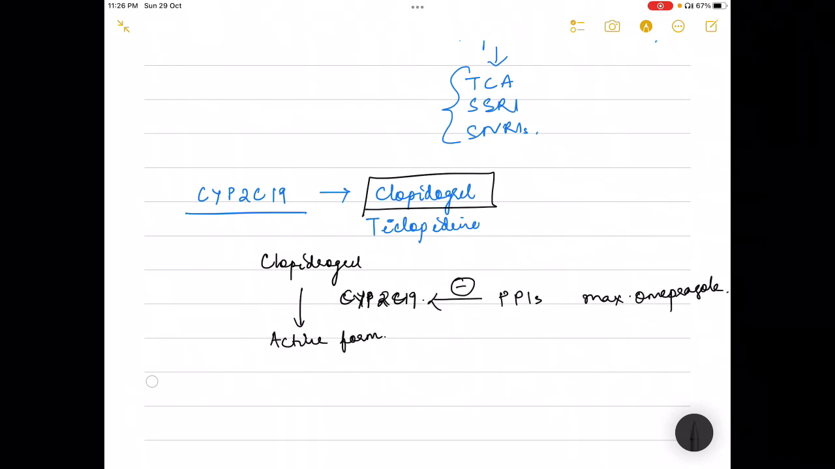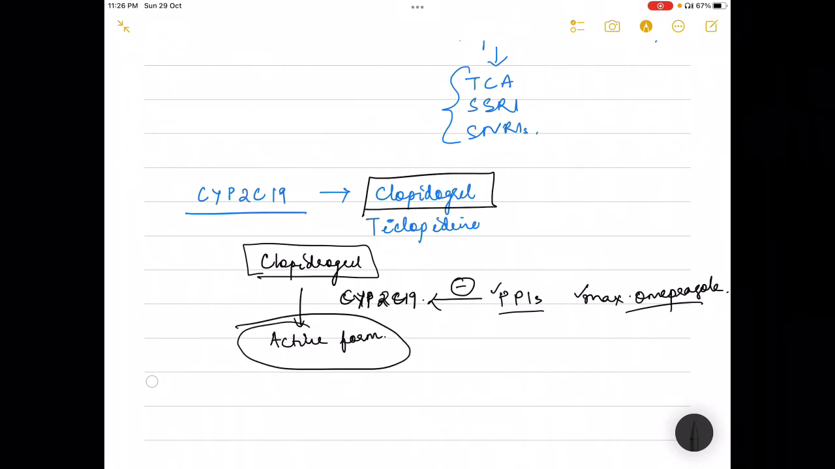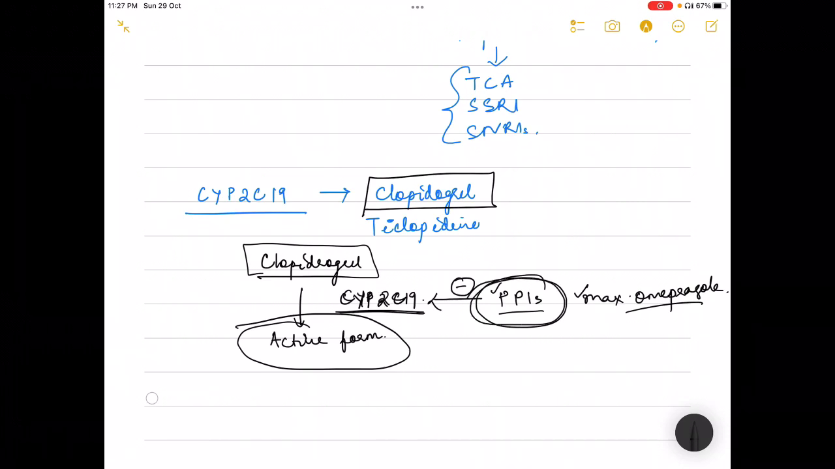So in a question it can be given that a post-MI patient is taking clopidogrel as prophylaxis and there is therapeutic failure of clopidogrel. That means the clopidogrel is not working. Which of the following drugs might have caused this condition to happen? And within the options there might be PPIs or omeprazole. So this is the reason for that answer. As clopidogrel is a prodrug and it is converted into its active form by CYP2C19, whenever you give PPIs which are the inhibitors of CYP2C19, there will be therapeutic failure of clopidogrel, as it is not being converted into its active form.